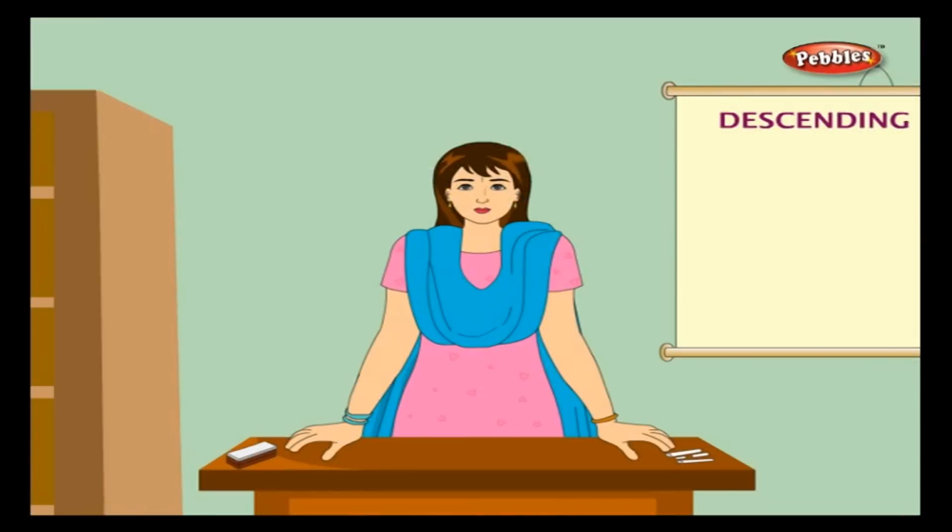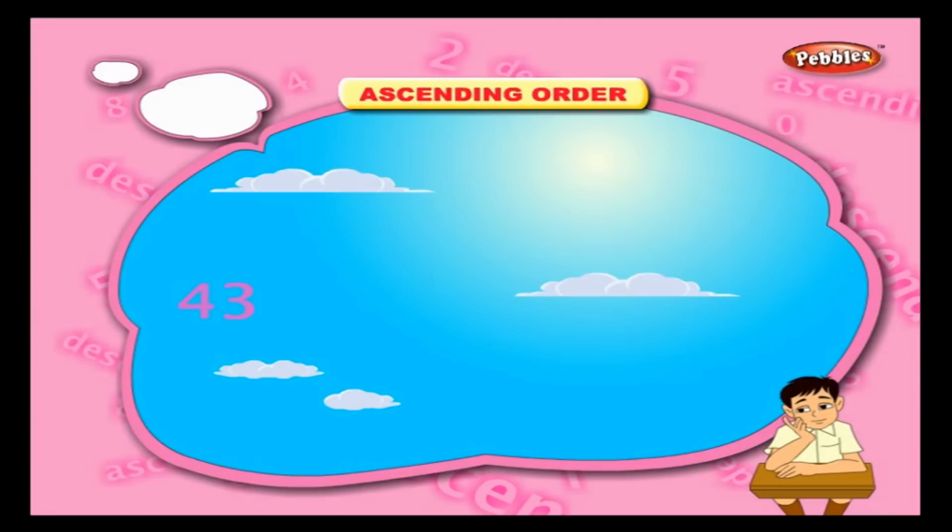Descending order. Arranging numbers from the greatest to the smallest is called descending order. Here, first we arrange the three-digit numbers from the greatest to the smallest. Next, we arrange the two-digit numbers from the greatest to the smallest. And finally, we arrange the one-digit numbers from the greatest to the smallest. Let us arrange these numbers in descending order: 43, 78, 21, 15 and 65.